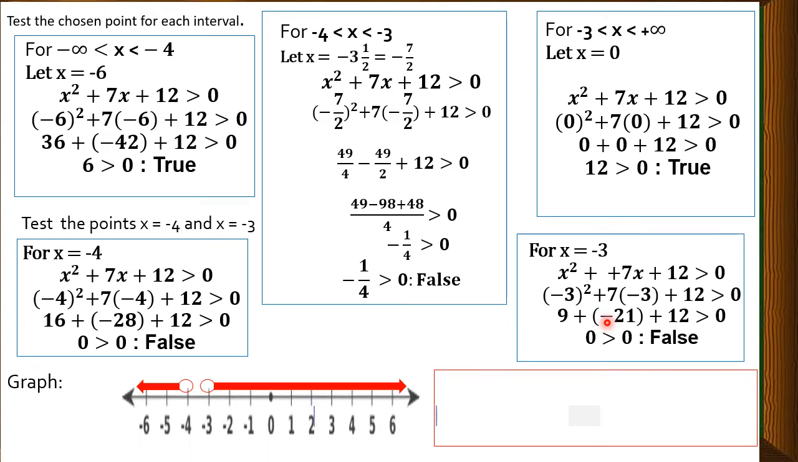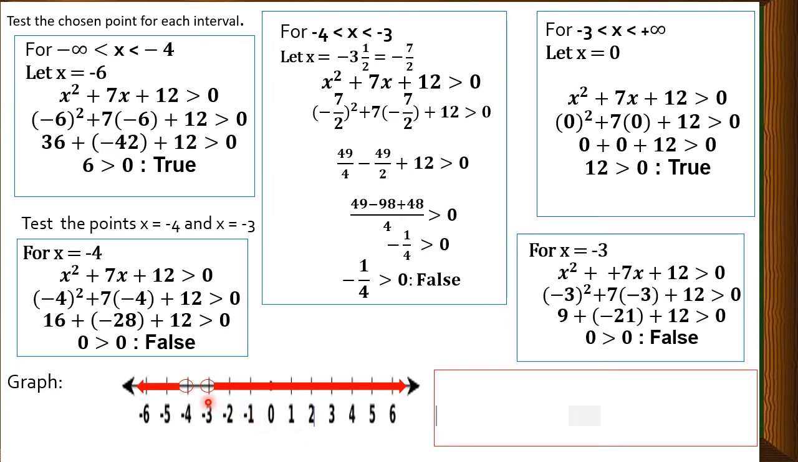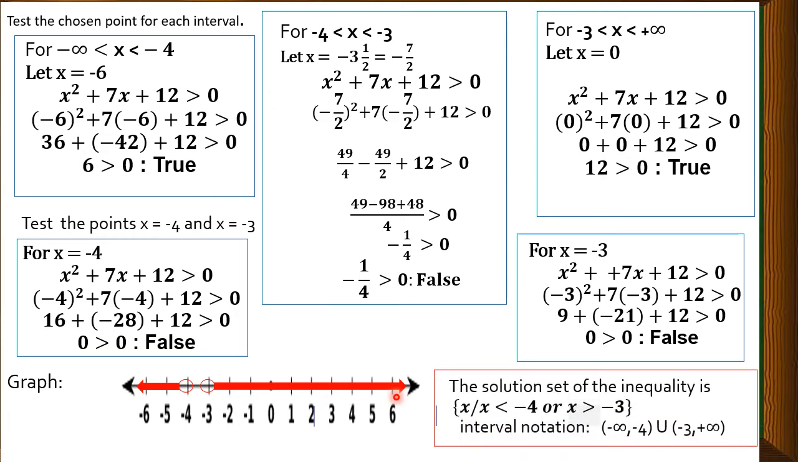Okay, for our graph, we have here an open circle or a hollow circle at -3 and -4. And we have here the shaded region going to positive infinity and going to negative infinity. So it means that the part in red is the solution. And for the solution set of the inequality, that is the set of all x such that x is less than -4, this part here, or x is greater than -3, this part here going to positive infinity.